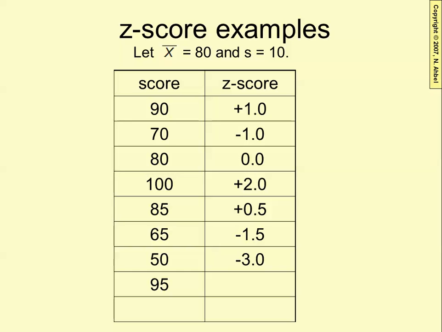When your score is 95, then your z-score is 1.5. You're 1.5 standard deviations above the mean. And finally, when your score is 75, then your z-score is minus 0.5. This gives you an introduction to the very important idea of z-score.